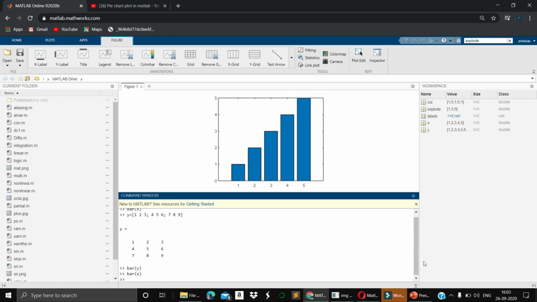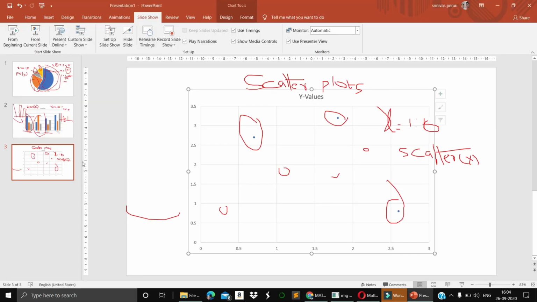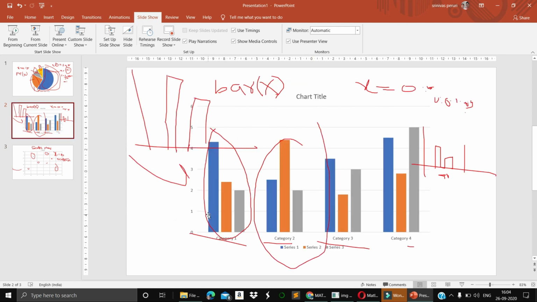Here you can observe that for the same values that I have taken, I have drawn a bar graph, with x values 1, 2, 3, 4, 5. So for the position of 1 it will be 1, for the position of 2 it will be 2, 3 for 3, 4 for 4, 5 for 5. But in the previous presentation we saw 1, 2, 3 in one category, 2, 3 in a second category, then a third category, a fourth category.